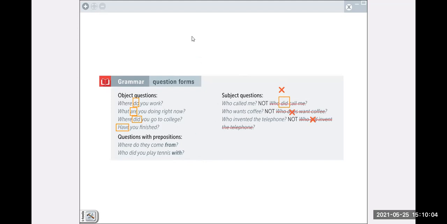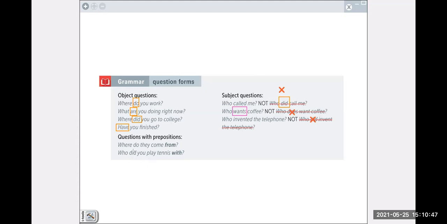Directamente utilizamos el verbo, ¿cierto? Who called me? Who wants coffee? And who invented the telephone? ¿Ok? Algo que quiero que tengan muy en claro es que generalmente cuando nosotros estamos haciendo nuestras preguntas en presente simple, generalmente el verbo va como para la tercera persona. Who wants, who sings this song, who wrote, well, this is in the past.